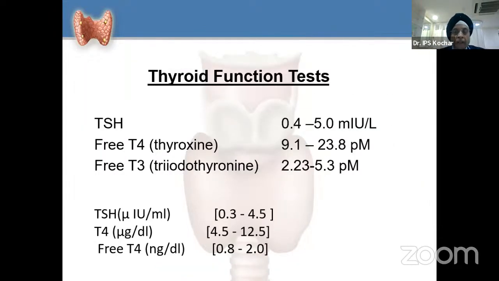Now, for the various thyroid function tests, TSH is 0.4 to 5, and FT4 is 9.1 to 23 picomoles. This is a normal range, I'm just telling you. Some labs may show picomoles, some labs may show micrograms per deciliter. So remember one thing: whichever lab you use, see the value of that lab and compare with the reference values of that lab, and only then make a decision whether this patient is having hypothyroidism or subclinical hypothyroidism, or what he is having.